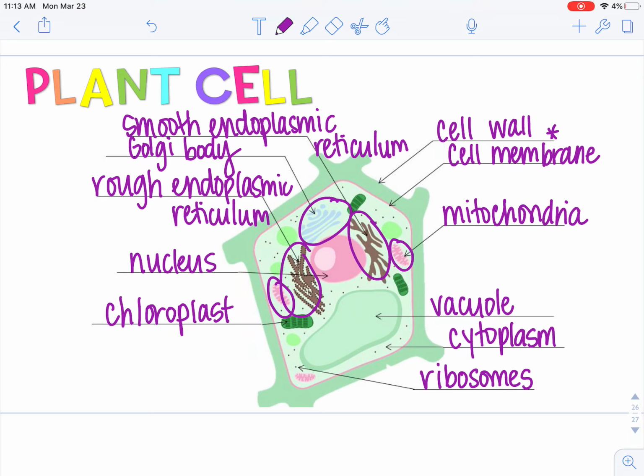So those are all of your cell organelles. Make sure that you label them correctly because we'll use them over the next few days.